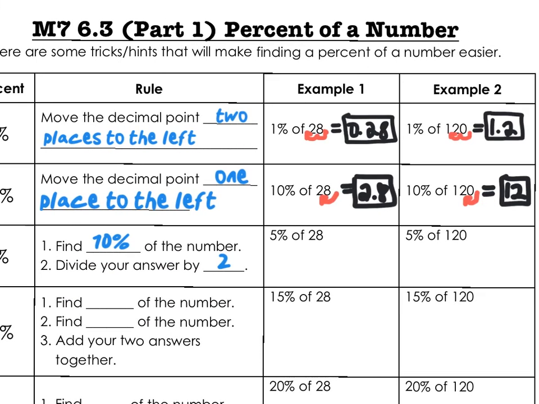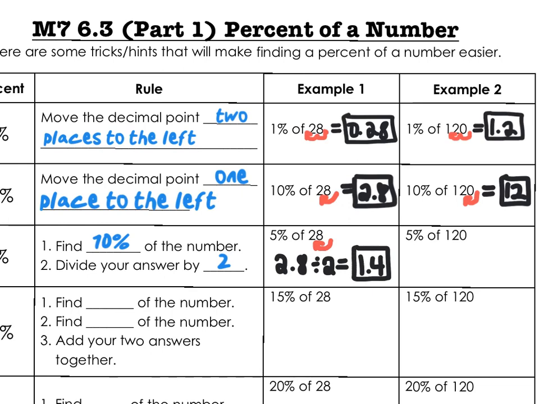So let's look at example 1. We're going to first find 10% by moving the decimal 1 place to the left. So that's going to be 2.8. So I'm going to write here 2.8. But then we divide our answer by 2. Okay, so then 2.8 divided by 2 is 1.4.